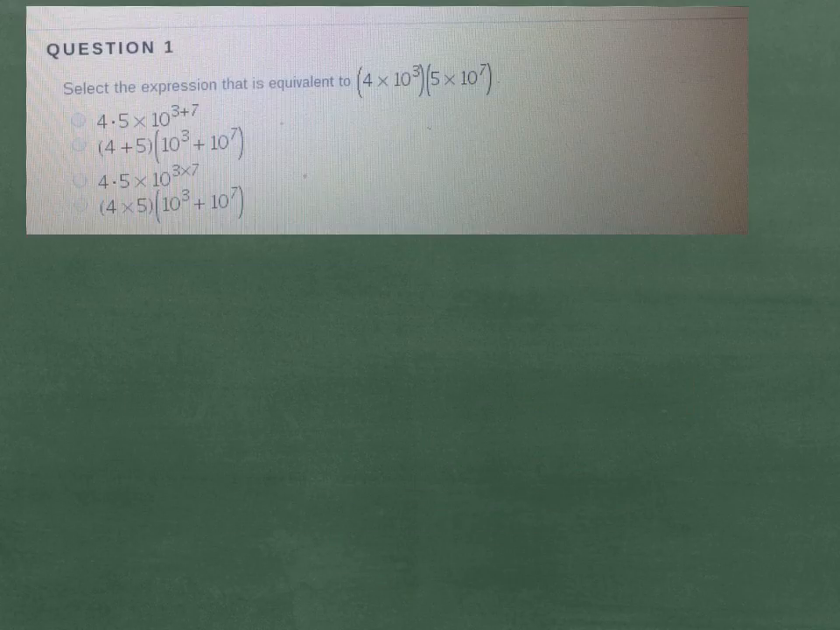Alright, this is about scientific notation. Select the expression that is equivalent to the product of two numbers in scientific form. So what you do is you multiply the numbers that are in front. You're going to multiply the 4 and the 5, and that will give you 20. And then you're going to add the exponents. So if it's 10 to the 3 times 10 to the 7, then that means it's going to be 10 to the 10 because you add the exponents.